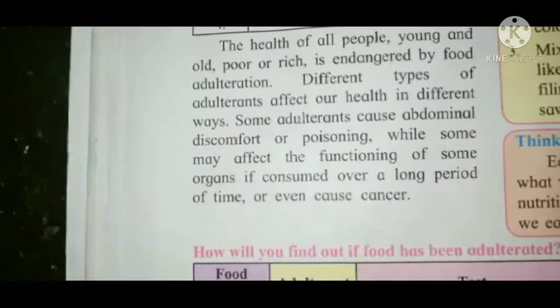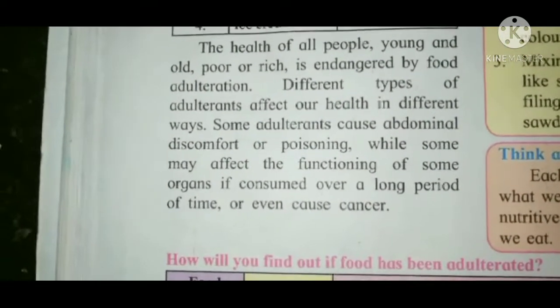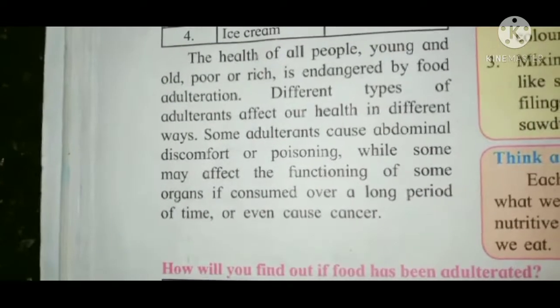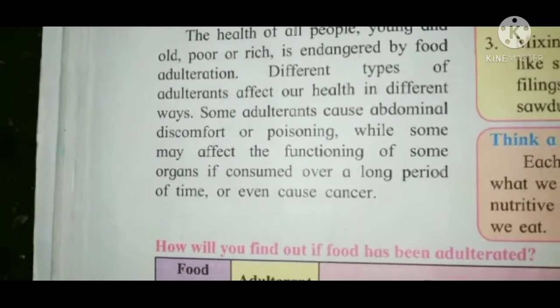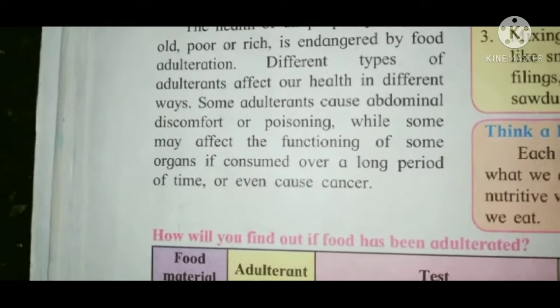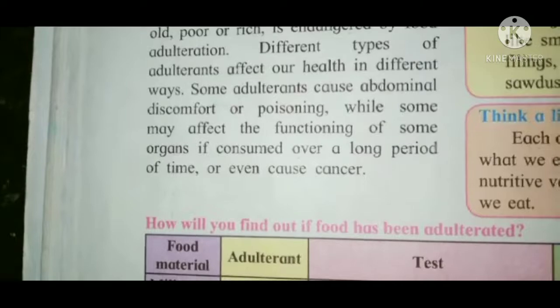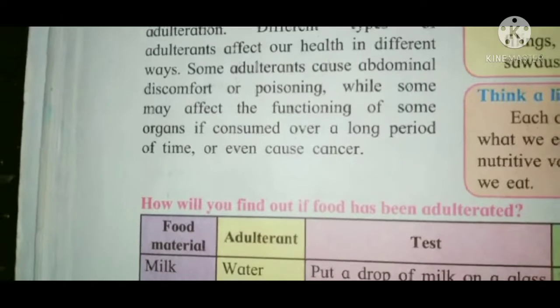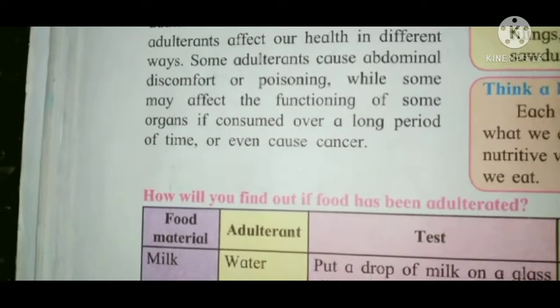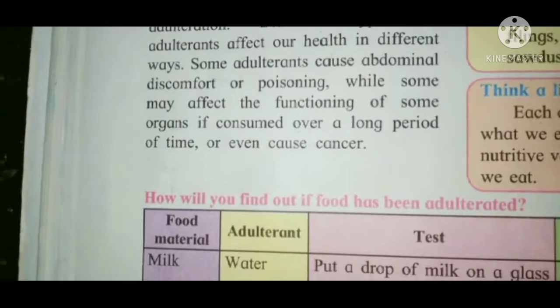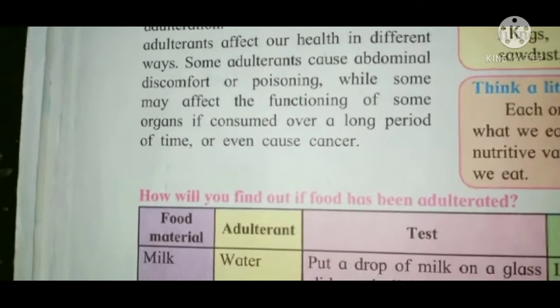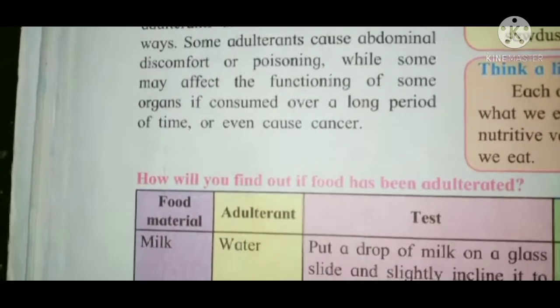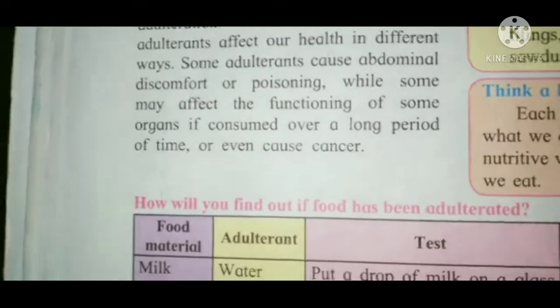Okay. So now come to page number 38. The health of all people, young and old, poor and rich, is endangered by food adulteration. Different types of adulterants affect our health in different ways. Some adulterants cause abdominal discomfort or poisoning, while some may affect the functioning of some organs if consumed over a long period of time or even cause cancer.